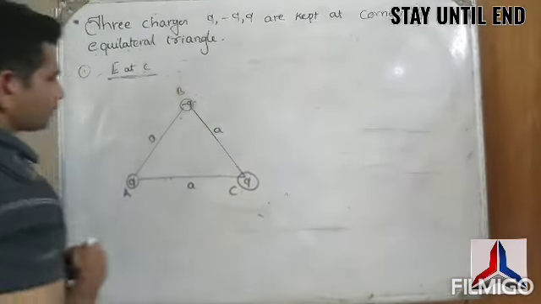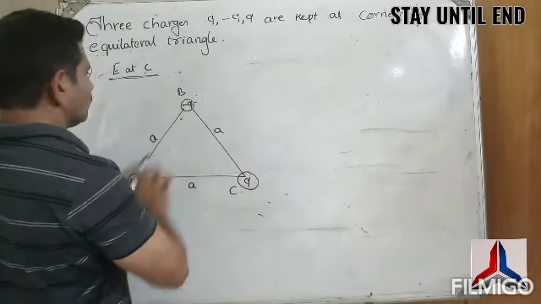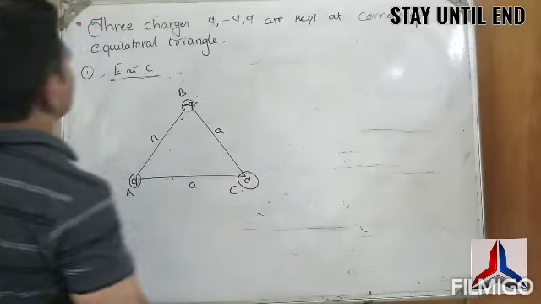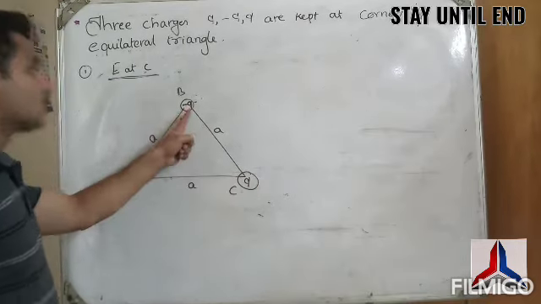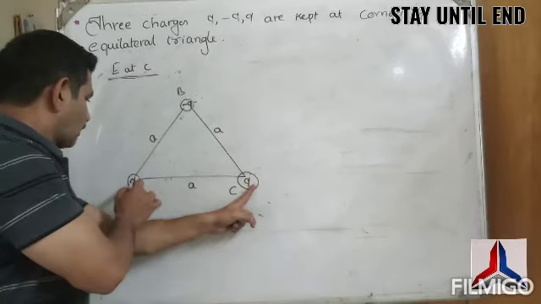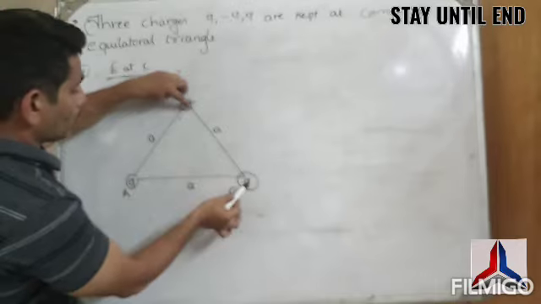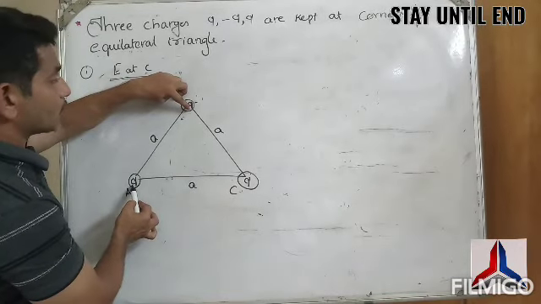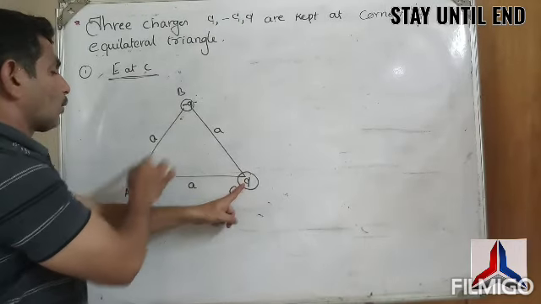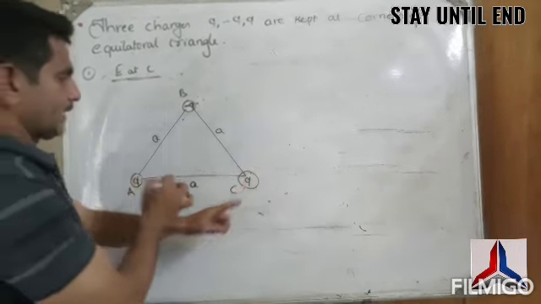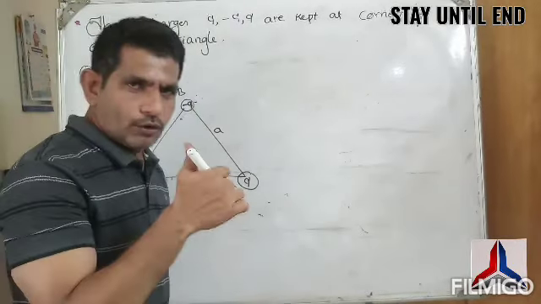Okay, so you are finding the electric field intensity at C. The concept is the same: Q, minus Q, Q. The field at C is different from the field at B. At C, one positive and one negative charge give the electric field. At B, both are positive, so two positives give the electric field. First we will finish C, then we will go for B. I hope you can understand.